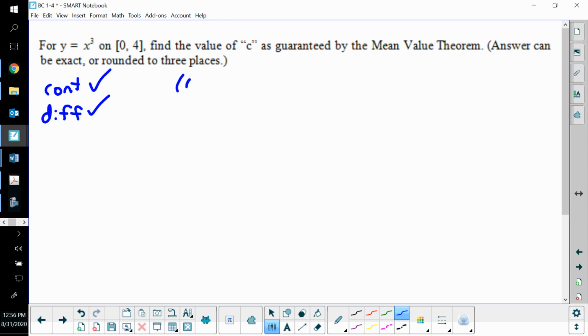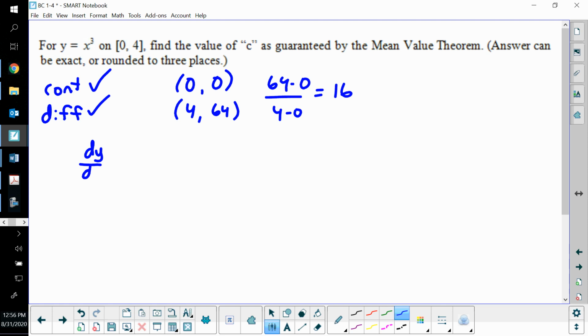So let's find what our endpoints are. If we sub in 0 to x cubed, we get 0. Sub in 4, we get 64. So I have 64 minus 0 over 4 minus 0, which will give us 16. Well, then we need our derivative, our dy over dx. That's going to be 3x squared. So we know that 16 must equal 3x squared at some point.